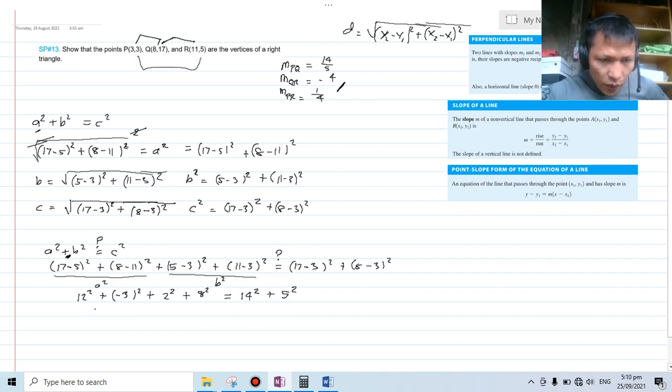Let me compute step by step. 12 squared is 144, so the first one is 144. The second one is 9, negative 3 times negative 3. Plus 4, plus 8 times 8 is 64.